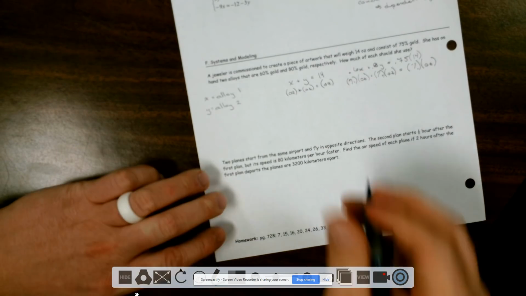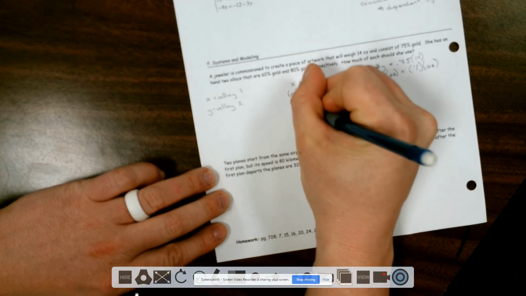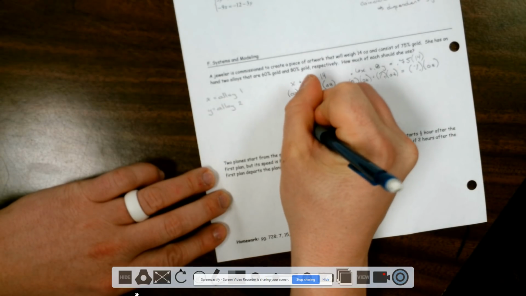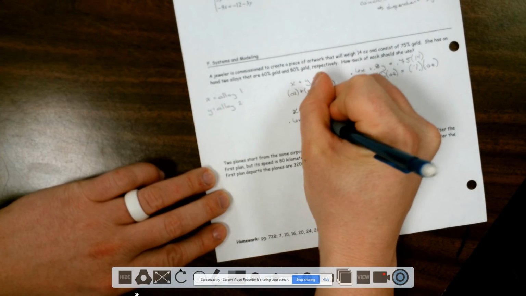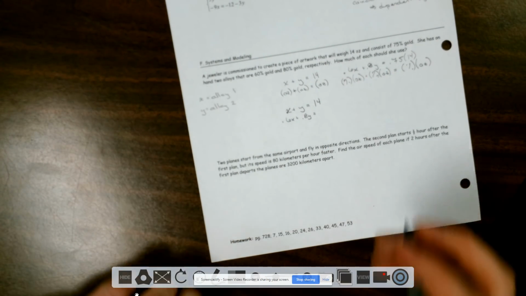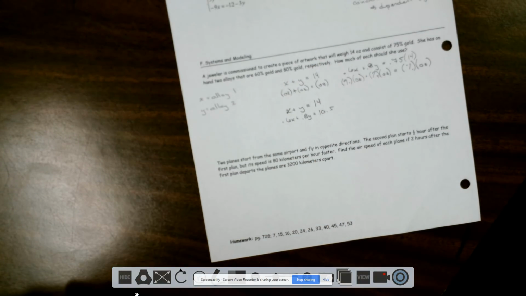So if we rewrite our system, we have X plus Y is equal to 14, and 0.6X plus 0.8Y is equal to 0.75 times 14. 3/4 of 14 is 10.5. Okay, you can use a variety of different ways to solve this. Substitution is a great way. Elimination is a great way. You can employ a graphing calculator and solve both for Y and see where they intersect.